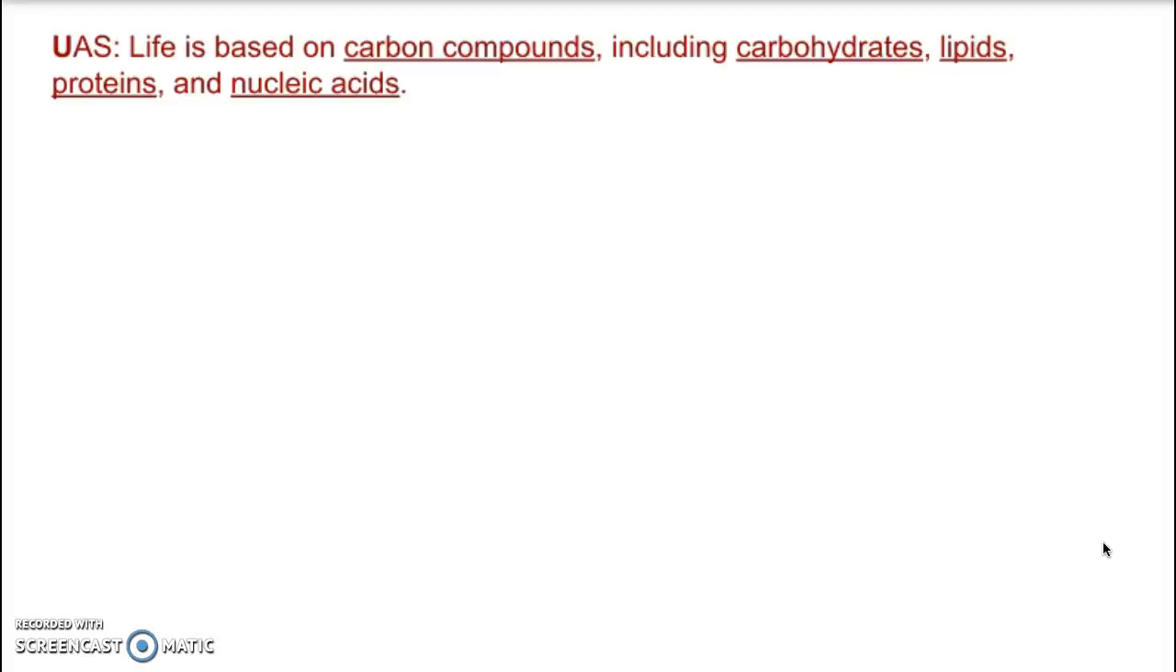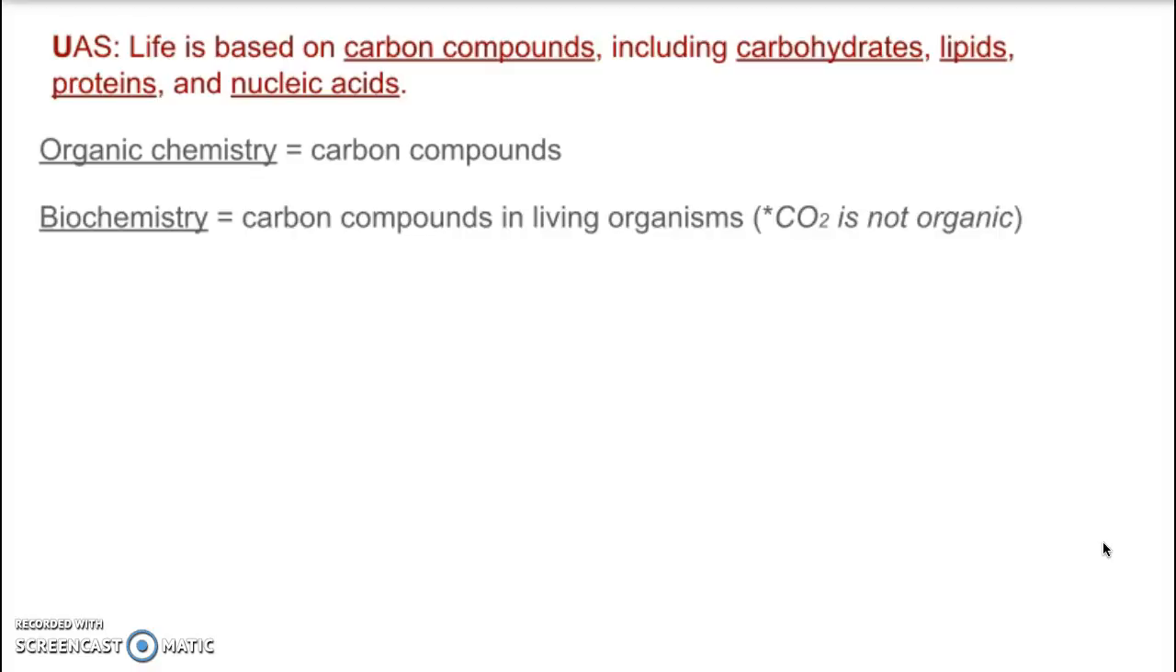Our first understanding is life is based on carbon compounds. So that word there, carbon, is very important. And these include carbohydrates, lipids, proteins, and nucleic acids, which are our DNA or RNA. This is under organic chemistry, and organic chemistry basically relates to any compound with carbon at the center of its structure. Biochemistry, which this all falls under, from the bio meaning life, is the study of carbon compounds in living organisms. Now it's important to note that even though CO2 is very important for us, it's not considered to be an organic molecule. That's a little side note.